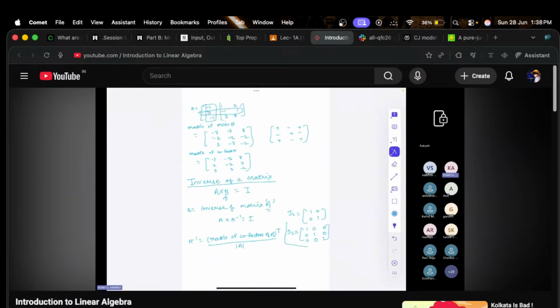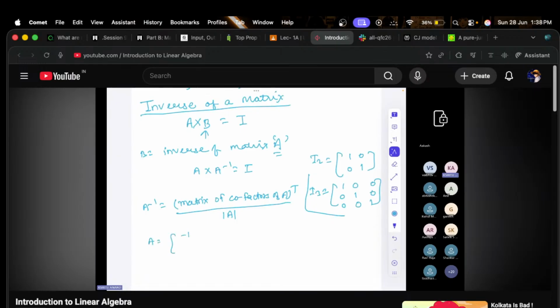So let us take one example. The matrix A that we have taken was minus 1 1 2, 3 minus 1 1, minus 1 3 4. Can anyone quickly find out the determinant of this particular matrix? So how to find determinant? Minus 1 into, so 3. How much are we getting? 4. 4. Everyone is getting 4?